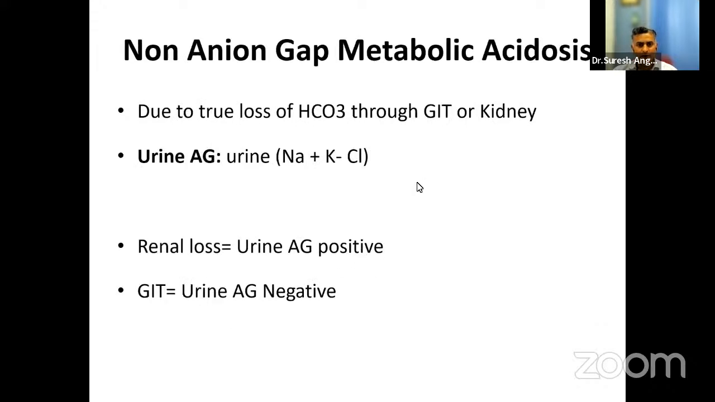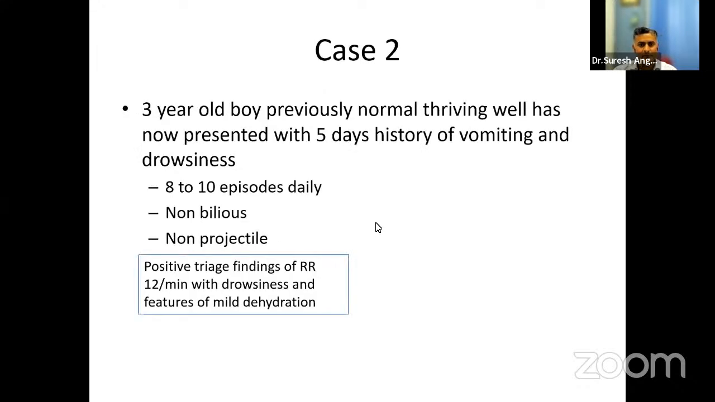If there is non-anion gap metabolic acidosis, it may be due to loss of bicarbonate from the GI tract or kidneys. And then we have to calculate the urine anion gap, which is given by this formula. If there is renal loss, then the urine anion gap is positive. And if losses are from the gastrointestinal tract, the urine anion gap is negative.